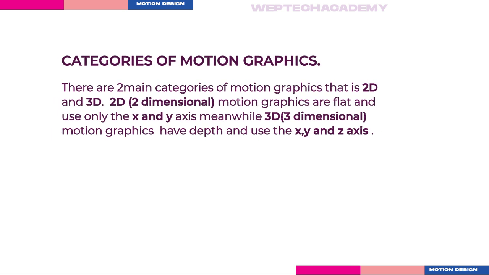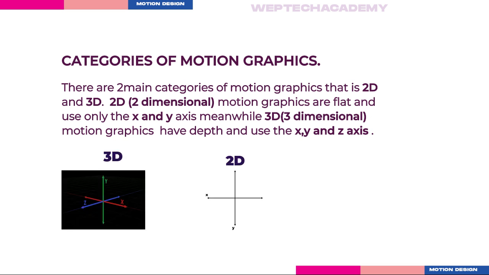Okay, guys, moving on to the next subtopic, we will have the categories of motion graphics. I want us to understand that every motion graphic which you will produce as a motion designer will fall under these two main categories, and that is 2D and 3D. The term 2D simply stands for two-dimensional, and 3D stands for three-dimensional.